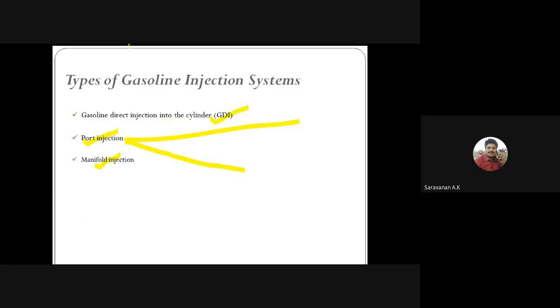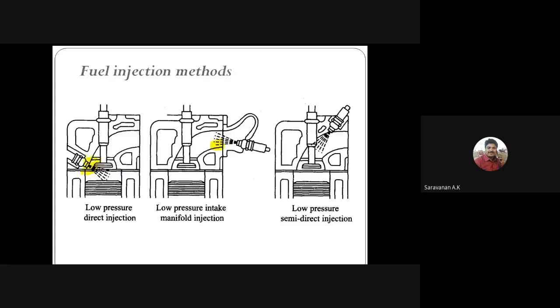Here we can see the types of injection. One is the direct injection, the second one is the port injection, and the third one is the manifold injection. Here you can see the direct injection: the fuel injector injects the fuel directly into the engine cylinder. This type of injection is called the direct injection of the gasoline.